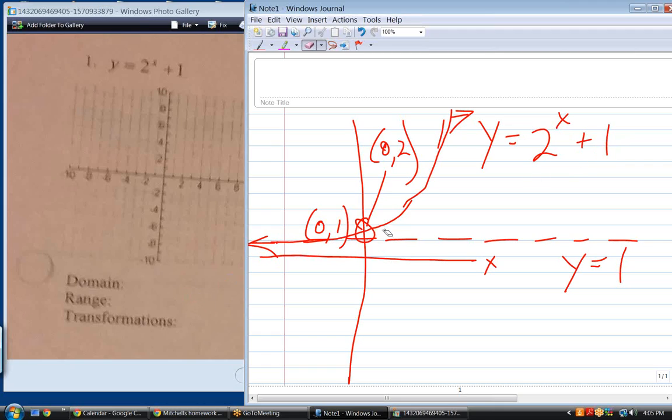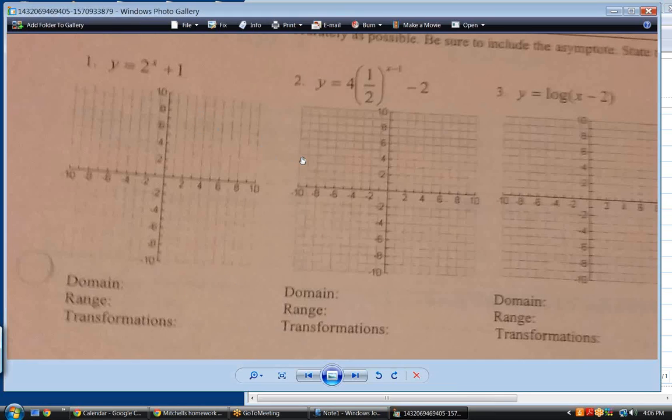All right. So the range is what again? It would be parentheses 1, comma infinity. Okay. And what's the transformation from the elementary function? Up 1. Vertical shift up 1. Right.